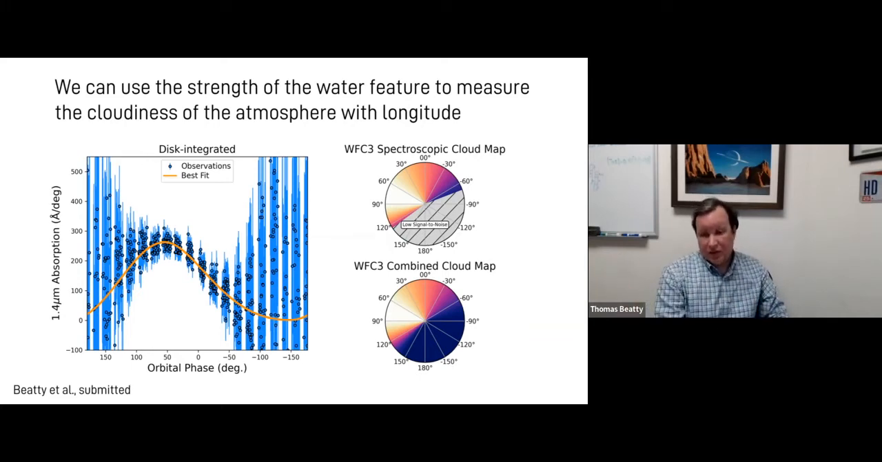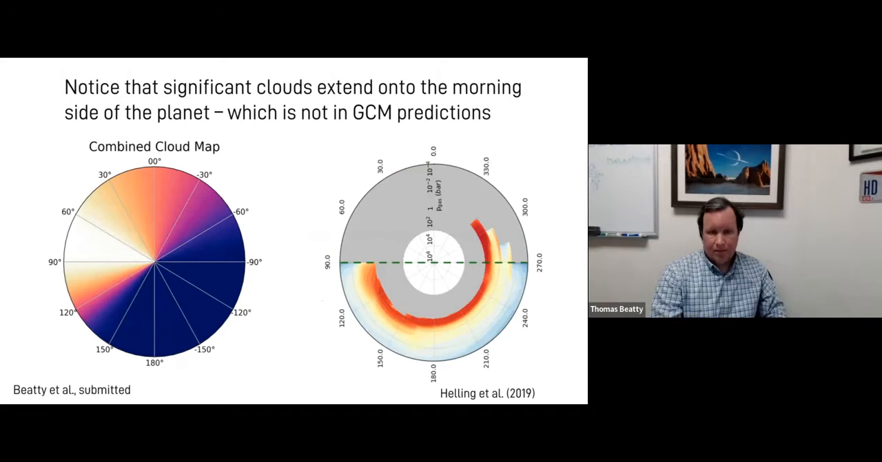So we can construct this cloud map of what Kelt 1 looks like. And we can see that in many ways it imitates these post-process models. We have strong clouds on the night side, and the post-process models do not have significant clouds on the day side. But we do see significant clouds on the day side from these.